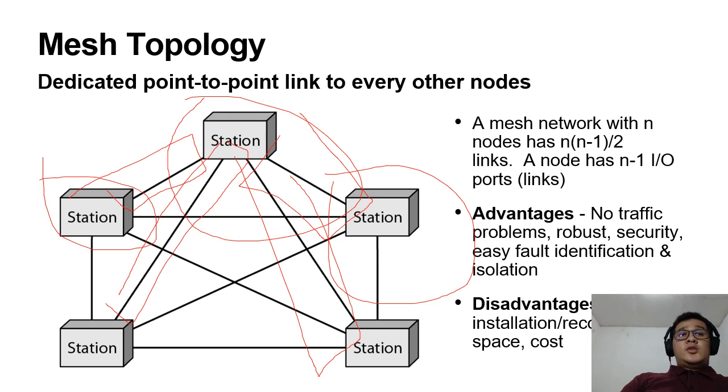If you can see this one, a mesh network is dedicated exactly from one point to another point. A mesh network with n nodes has n multiplied by n minus 1, divided by 2 links. A node has n minus 1 input or output ports of links. The advantages of the mesh topology are no traffic problems, robustness, security, and easy identification and installation. The disadvantages are installation, space, and cost.